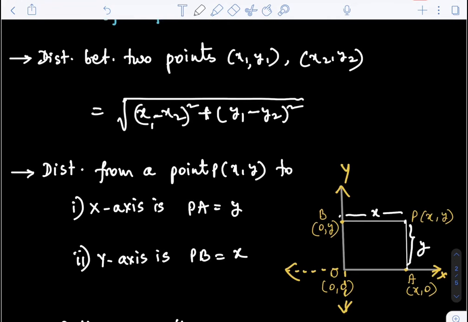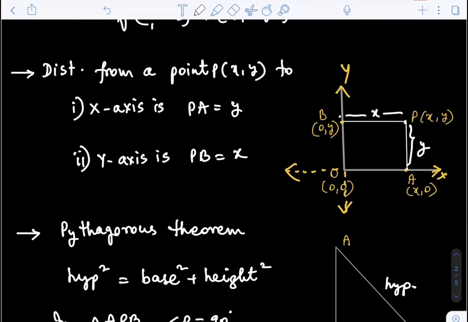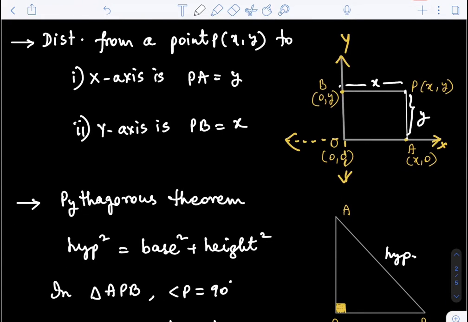Coming to the next formula, that is the Pythagoras theorem. For the Pythagoras theorem, a right triangle is taken. This is a right triangle in which one angle is a right angle. This is a triangle APB in which angle P is 90 degrees. The side opposite to the right angle is said to be the hypotenuse. There is a theorem: hypotenuse square is equal to base square plus height square.